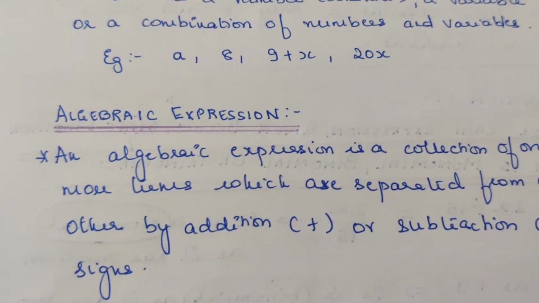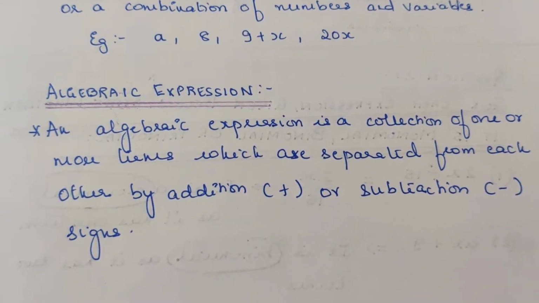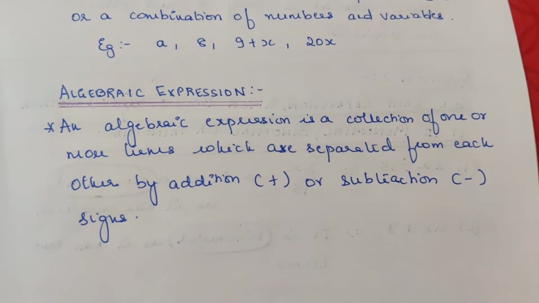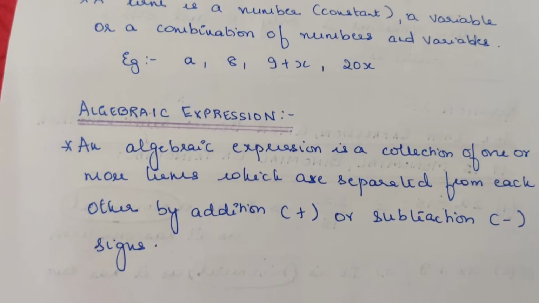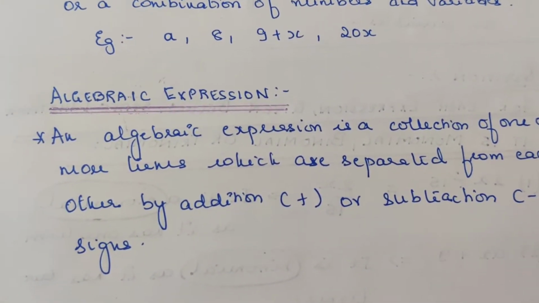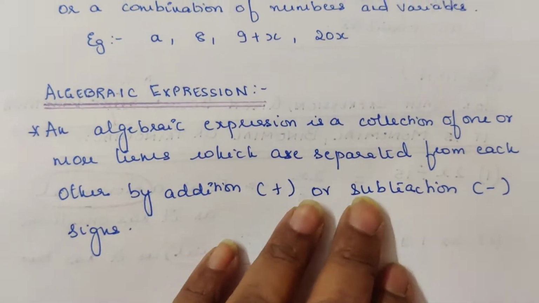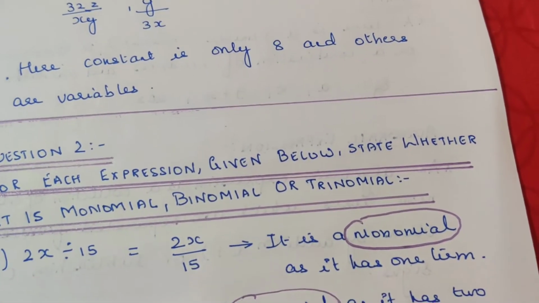Algebraic expression. An algebraic expression is a collection of one or more terms which are separated from each other by an addition or subtraction sign. Again, you'll have lots of algebraic expressions in the coming exercise. So you will understand how this works, and all these concepts, as and when you do lots of sums.